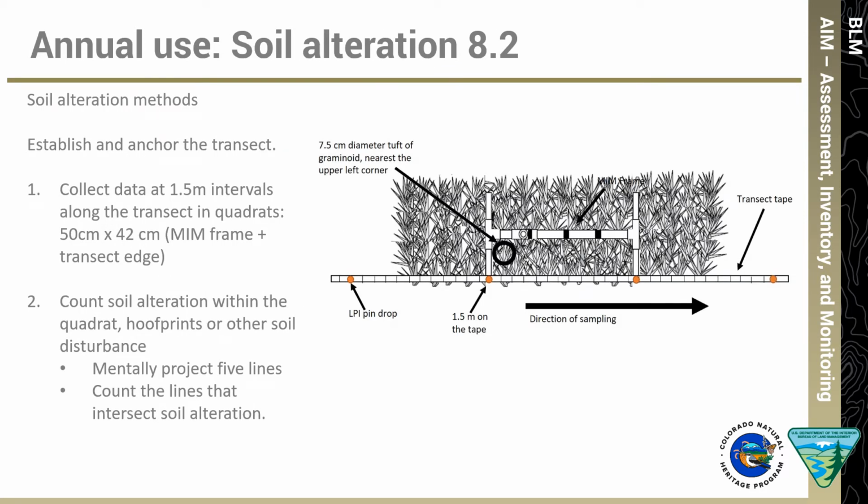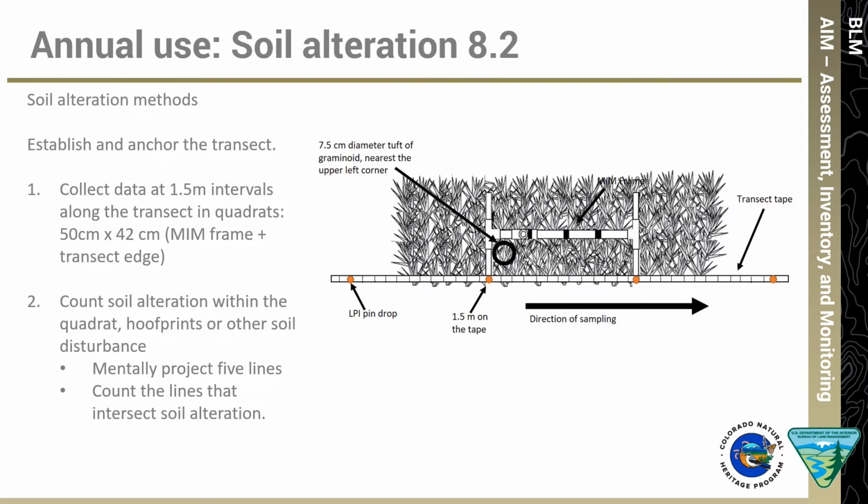The next annual use method in section 8 of the field protocol is soil alteration, section 8.2. To begin the soil alteration methods, you must first establish and anchor the transect. Step 1, the data are collected at 1.5 meter intervals along the transect in the same quadrat as stubble height, but this time using both sides of the membrane. So a 50 centimeter by 42 centimeter quadrat, shown by this diagram on the right.